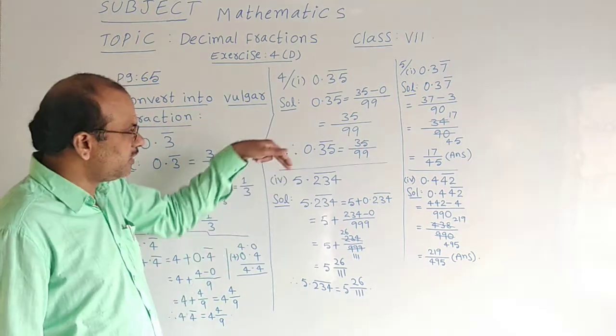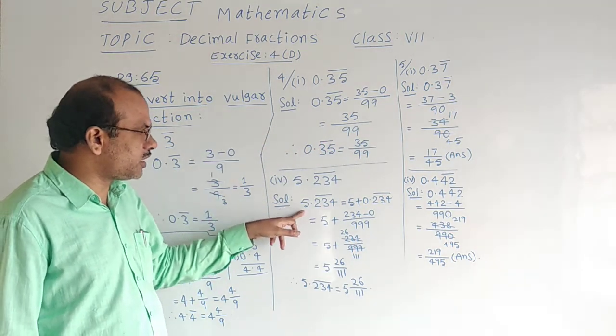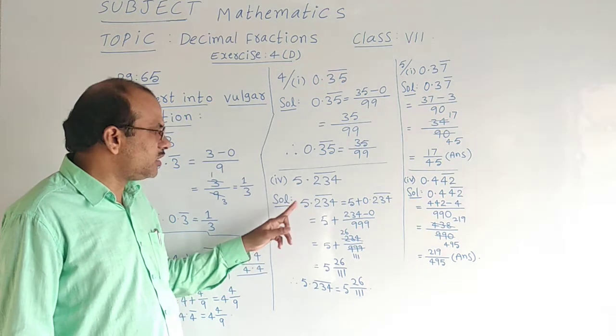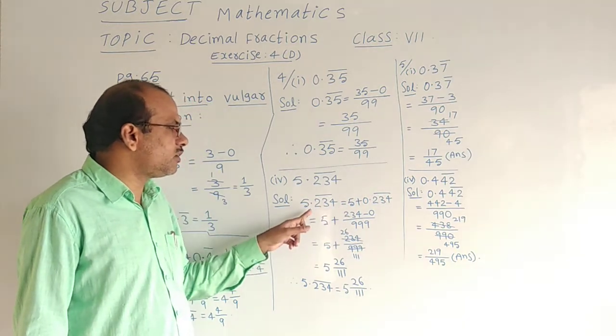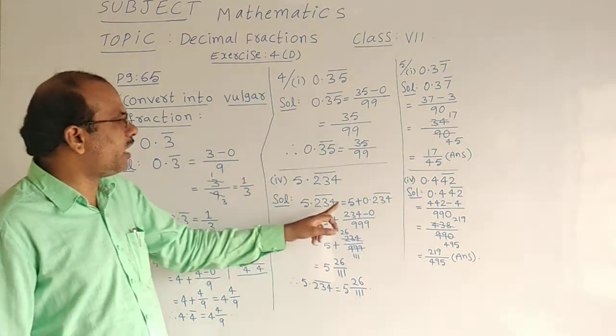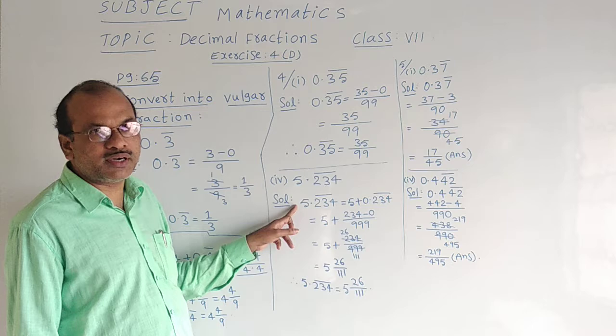5.234 bar. Here 3 digits are under the bar. So the question does not have a 0 at the start. Then the 5 is written separately, plus the other part written as 0.234 bar. If we add both of them, you get the question that was given.